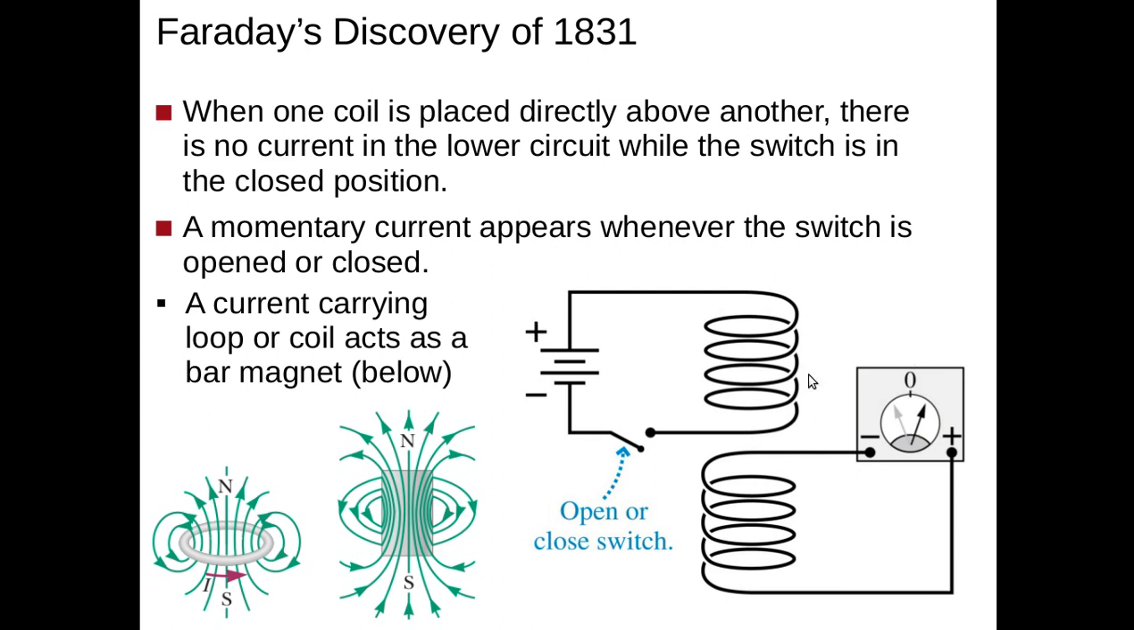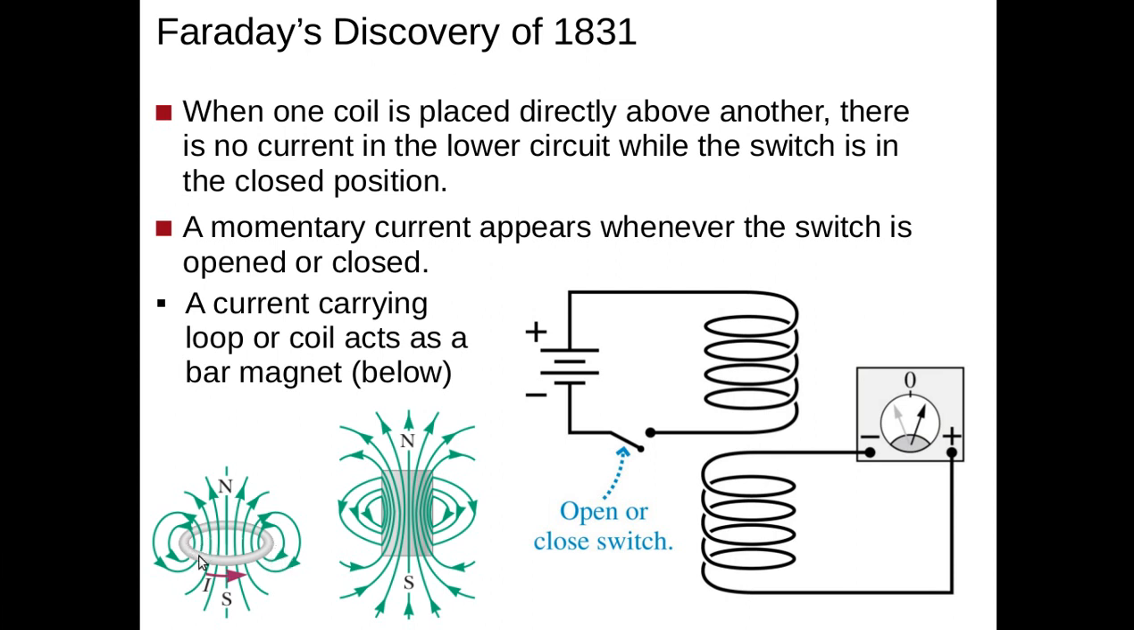So a coil with current passing through it acts as a bar magnet, which makes sense from chapter 19. If you remember our right-hand rule for a current carrying wire, there's a magnetic field traveling in a circular path around that wire. And a loop, or a coil, is just a series of current carrying wires. This diagram right here is a single loop.